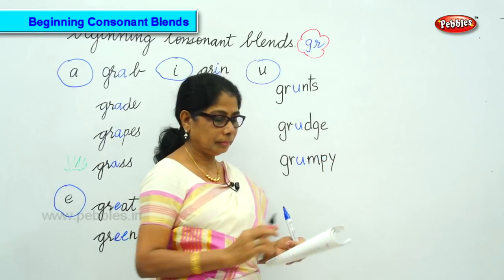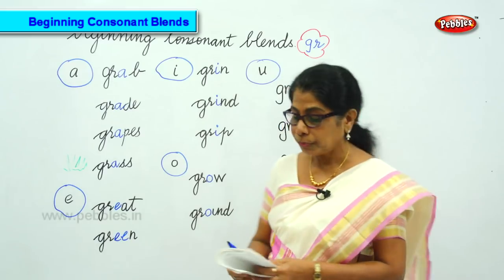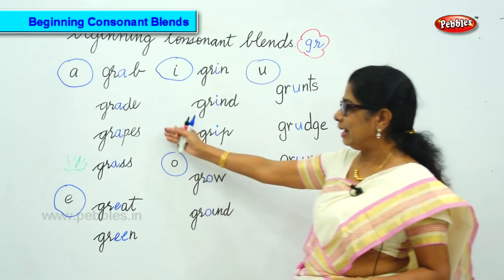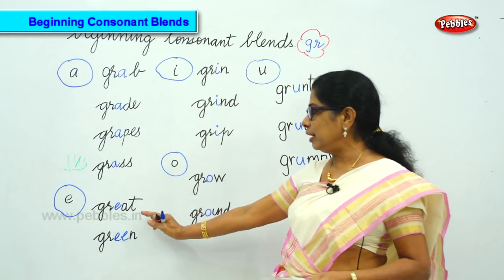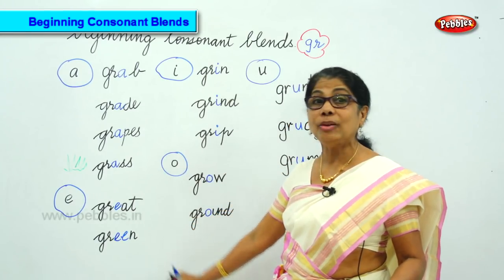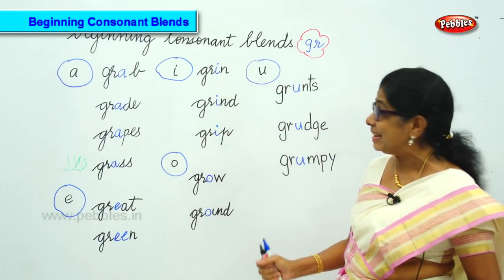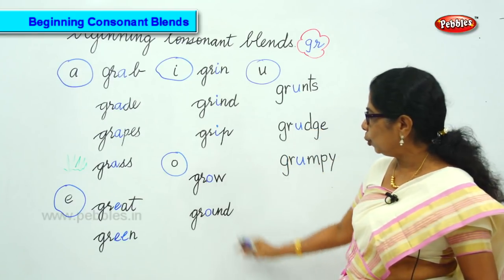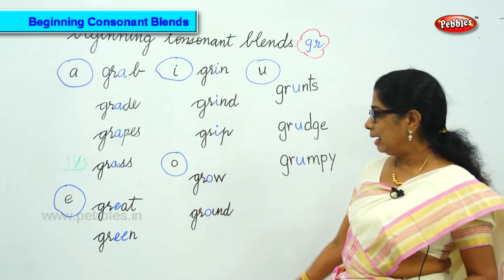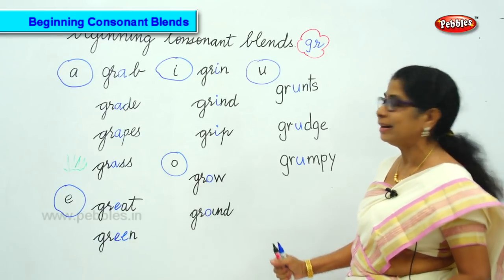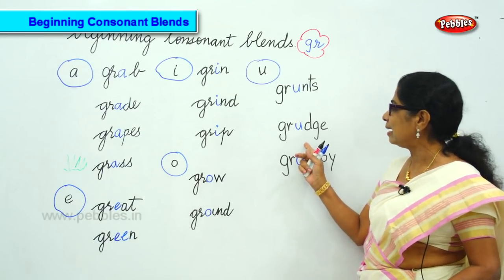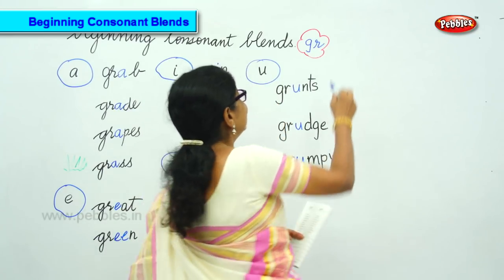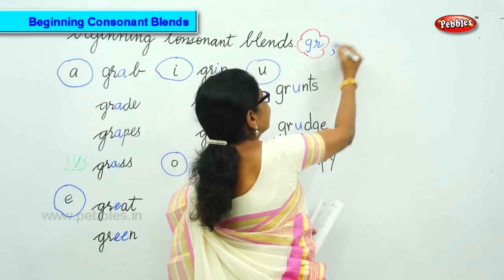Grumpy child. And just look at the words now. You have grab, grapes, grass. Then you have great and green. You have grin and grind and grip. Then O, you have grow, ground. You will get grunts, grudge and grumpy. And we will do one more sound together with this.